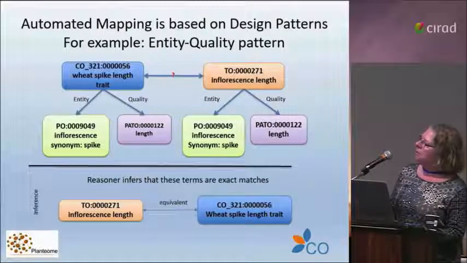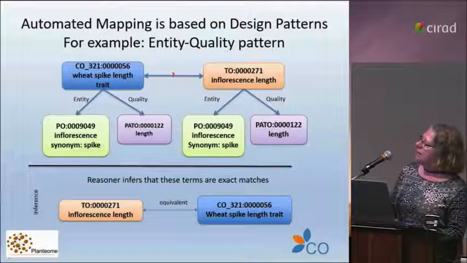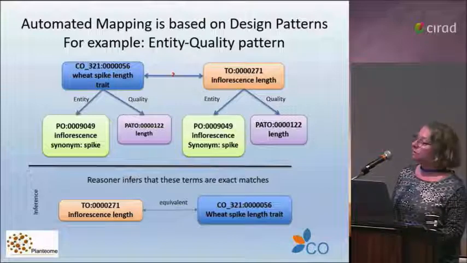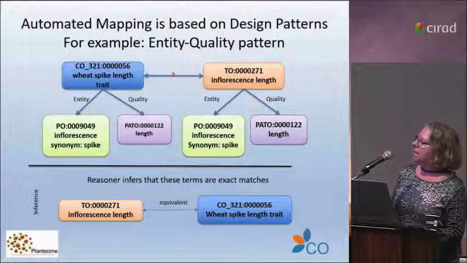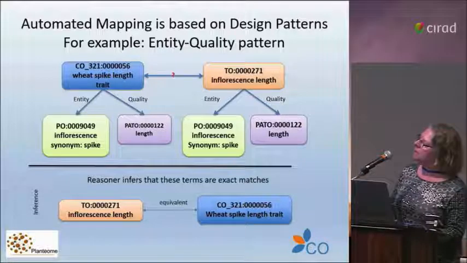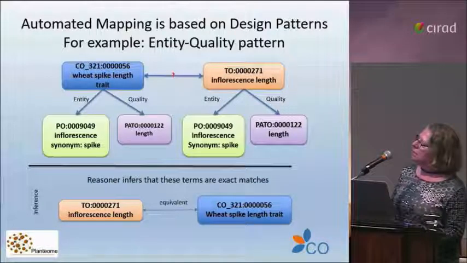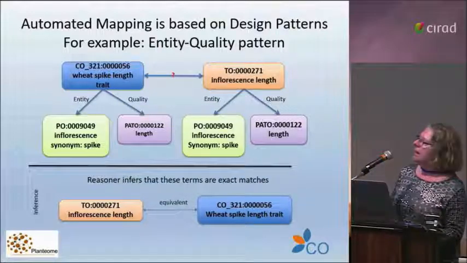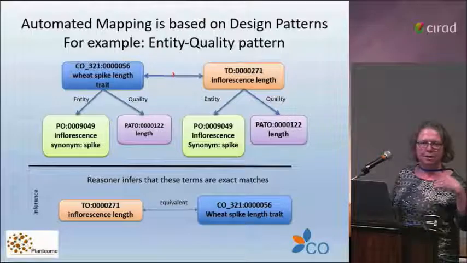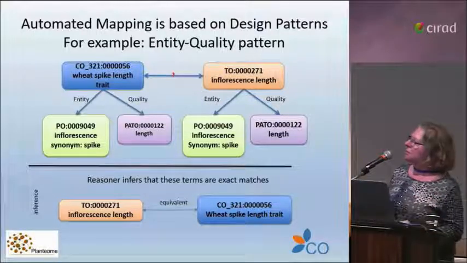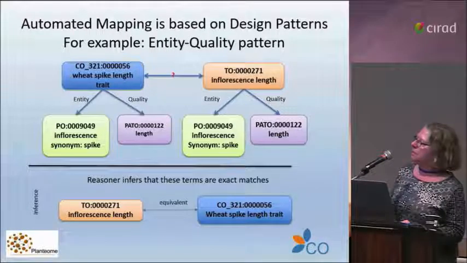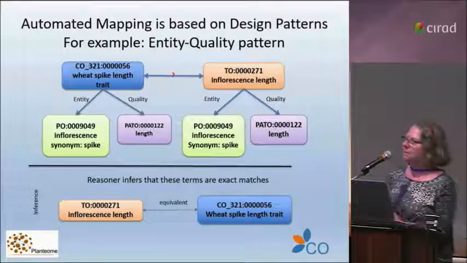For example, the wheat term for spike length. The entity involved there is the plant ontology term inflorescence, which has the synonym spike, and the PATO term for length. And the TO term has a similar structure. It has the inflorescence from the plant ontology and the PATO term for length combined in it already. And behind the scenes, we know that that's what it's made up of. So when the computer reasoner runs across these, it says, oh, these are equivalent terms, and this term can be mapped to the TO term.